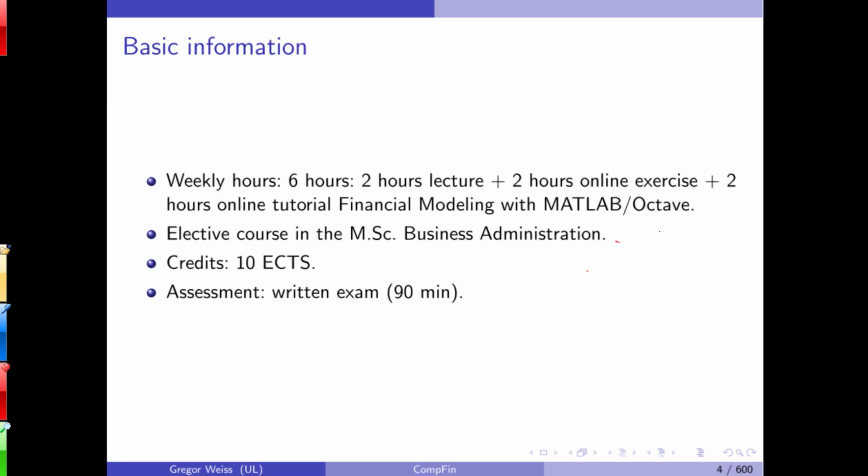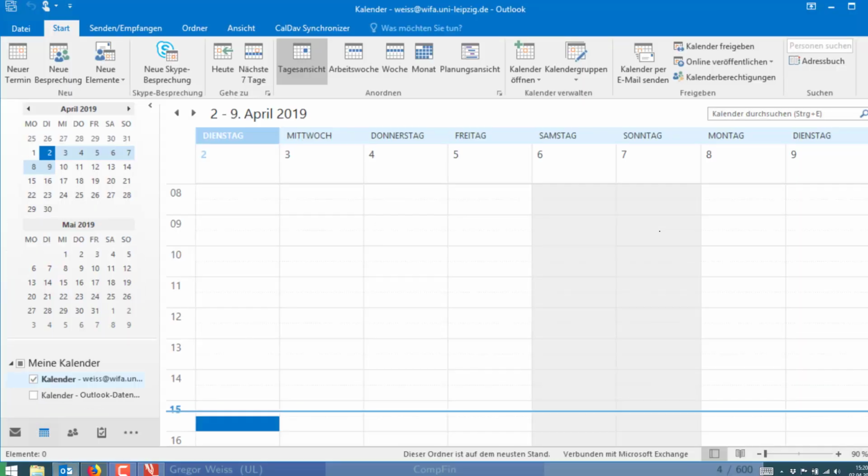Now, I will just start with some pretty basic things on how the module is structured and where you can get all the necessary information about the class as a whole. As you've probably noticed, this is a 10 ECTS credit point module in the master degree in business administration.